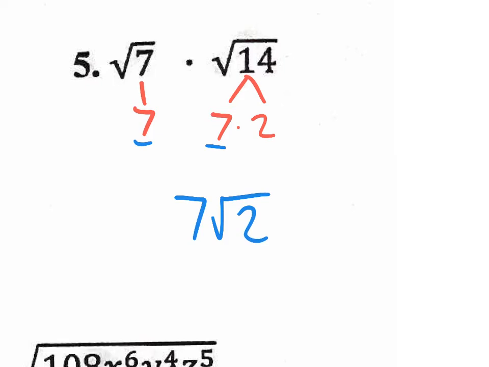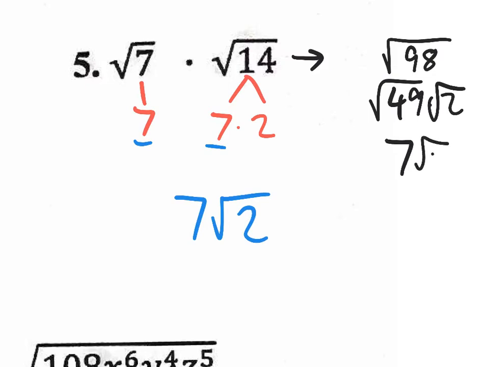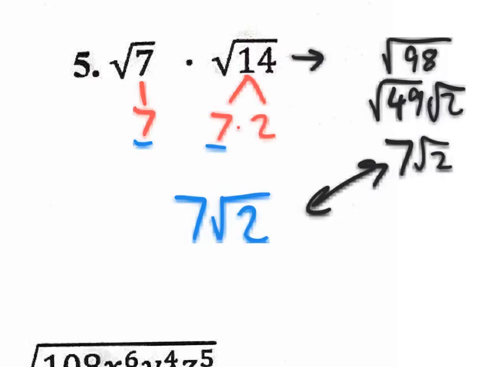Now let's say I would have gone the other route. 7 times 14 with the calculator is 98. Okay. And then I'd have to think about the perfect square numbers I could rewrite 98 to. Like 36, nope, 49. 49 times 2. And then you split it, and you'll get 7 square root of 2, same answer. So it just depends what you feel more comfortable with.